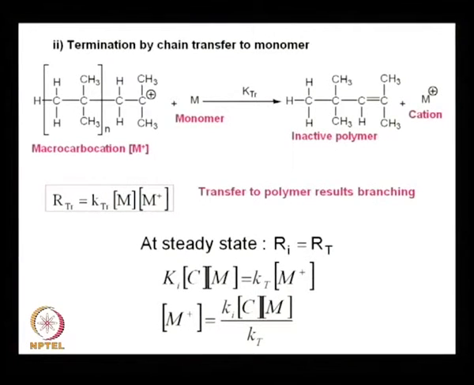Now, here also you have to assume the steady state phenomena, as you have seen, in order to find out the growing free radical chain concentration. Here also you have to find out this parameter, the carbocation concentration of the macrocarbocation. So, by steady state concept where R I becomes equal to R T, you can get M plus equal to K I C M by K T. Here the concentration terms, this is the rate constant for termination. Okay.